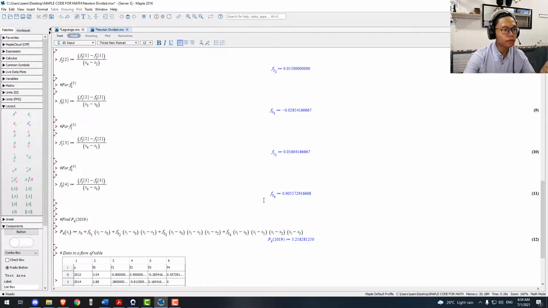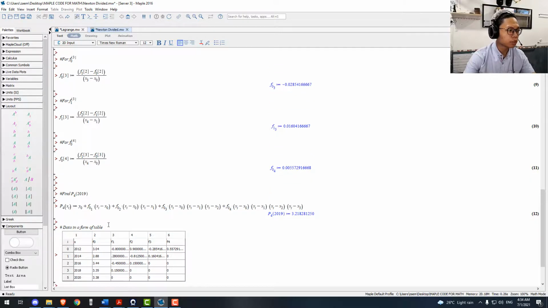After we have calculated all the values, we put them inside a table, which is here. For example, f04 is placed here. Then to find the final answer, which is P4(2019), we grab all the data here, plug it into this formula, and run. We get the answer equal to 3.2182 and so on.